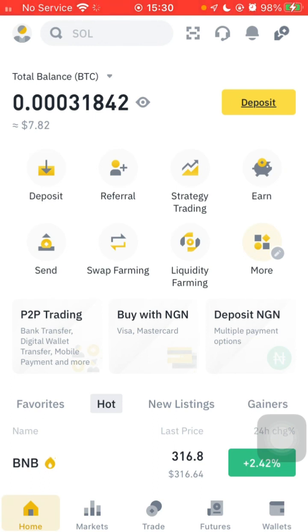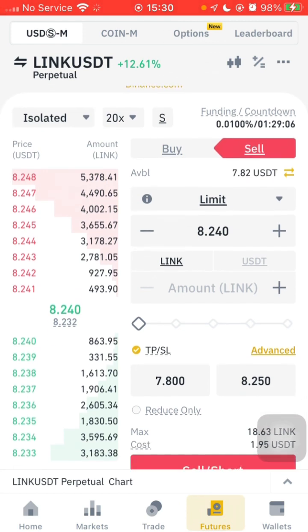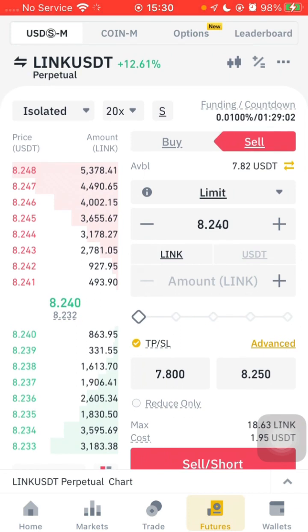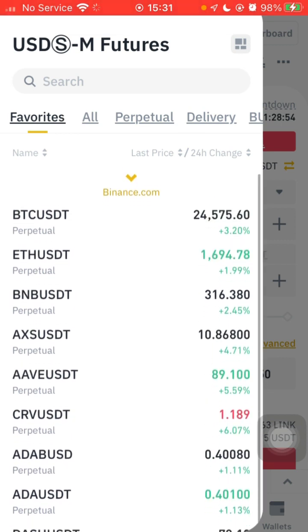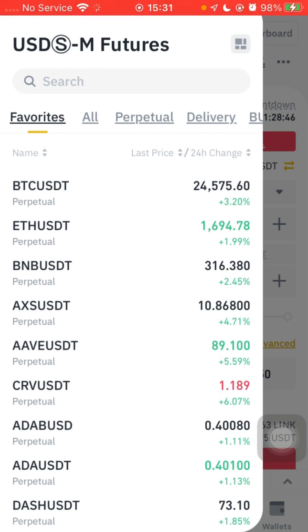So now I'll click on the futures tab, which will bring me to my futures account. As you can see here, this is Link USDT. Now this is your USDM futures. Now on this side where I clicked at the top here, two arrows facing different sides. Once I tap it, everything comes up.